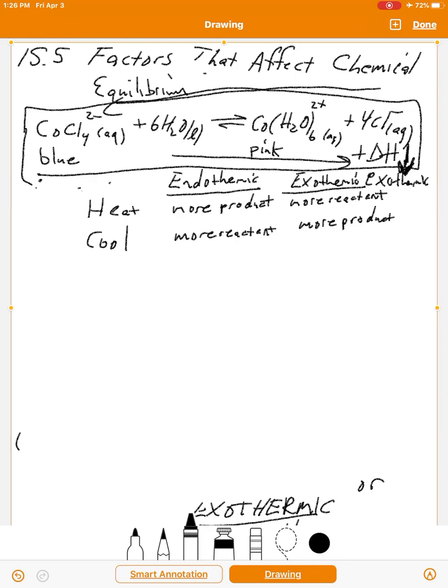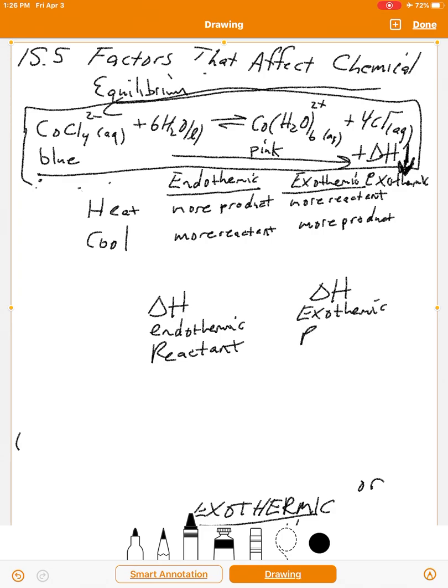Okay? So we're treating delta H, the symbol delta H, if it's endothermic, like a reactant, just like we did in our discussion of the effect of concentration. And if it's exothermic, you treat it as a product. Okay? So that's Le Chatelier's principle.